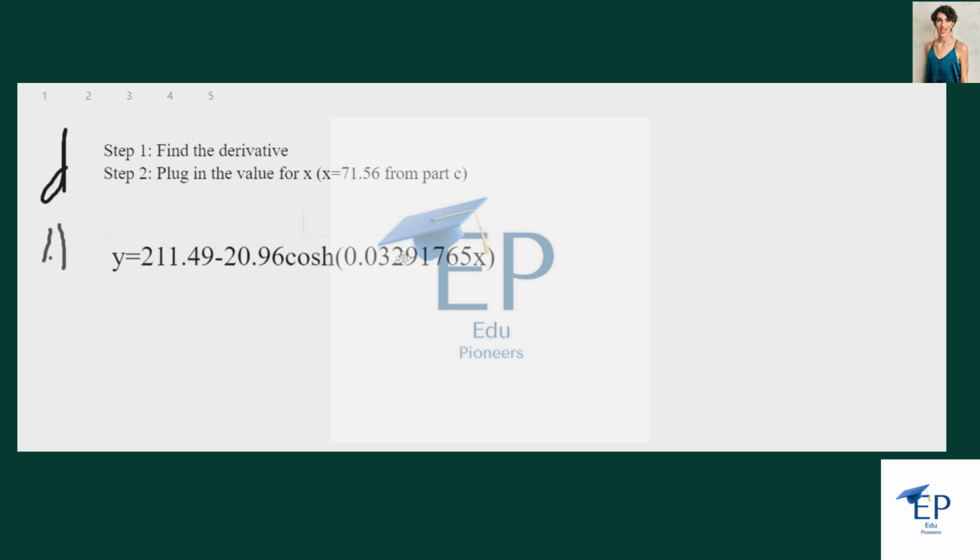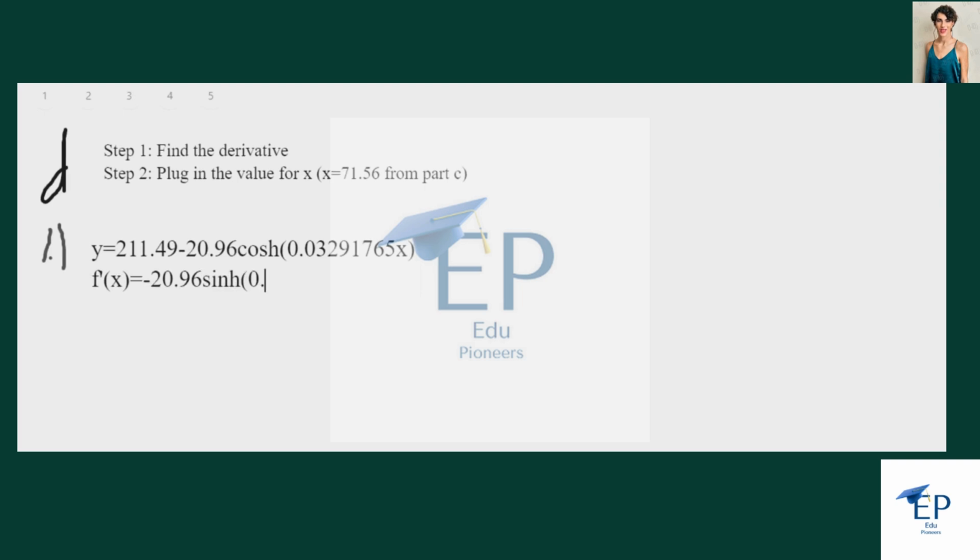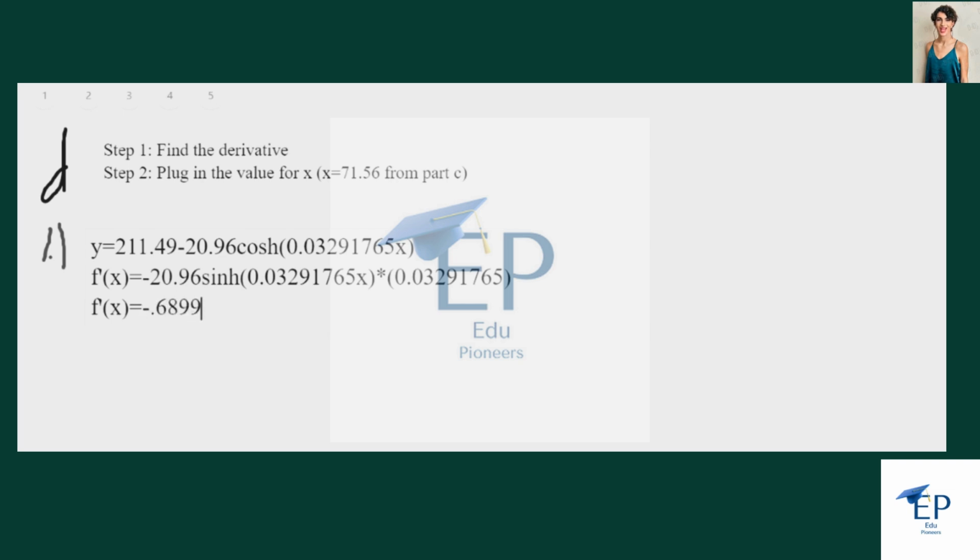Here's our original function right here, and to find the derivative, we have that the derivative is equal to, we know this is 0, we have the first times the derivative of the second, so we change the cosine hyperbolic to sine hyperbolic 9x, and then we take times the derivative of the inside, and we're left with this, which can be simplified to, when you do this multiplication, you're going to end up with negative 0.6899 sine hyperbolic 0.03291765x. So this is our derivative, and again, we got that in part B as well.